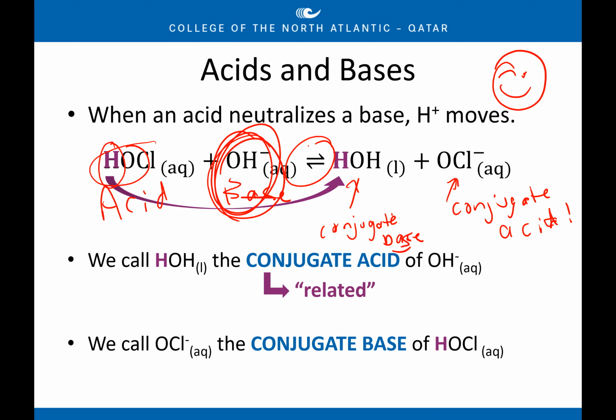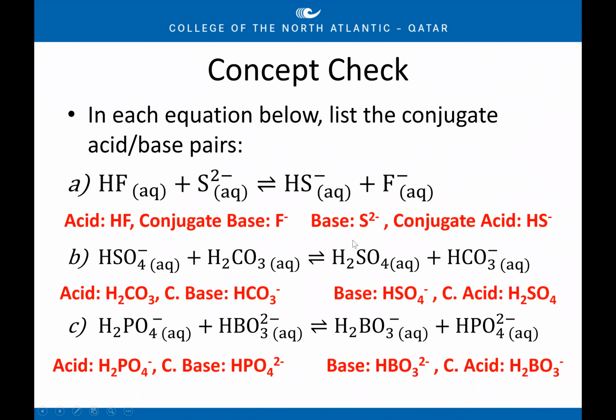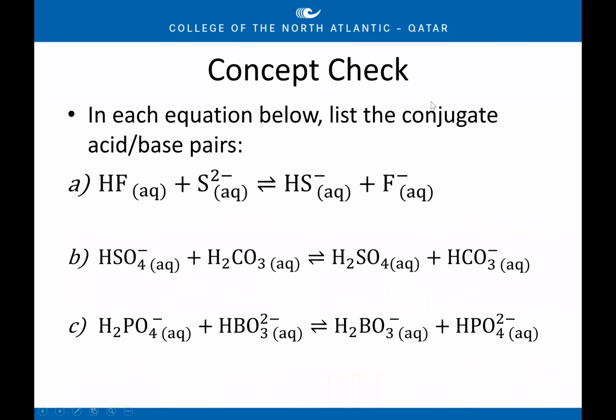On the left, we have an acid and a base. On the right, we have an acid and a base. Again, very important, and I'm going to show you an example in a minute. The acid on the left turns into what's called its conjugate base on the right. And the base on the left turns into what we would call the conjugate acid. Very confusing, but I will show you an example.